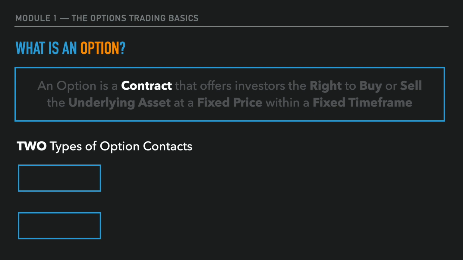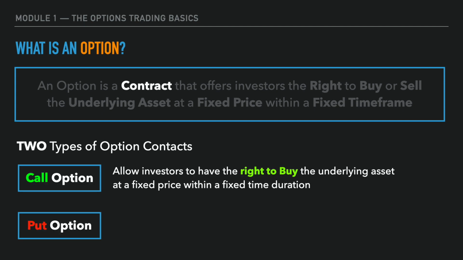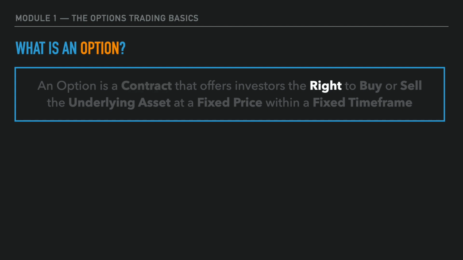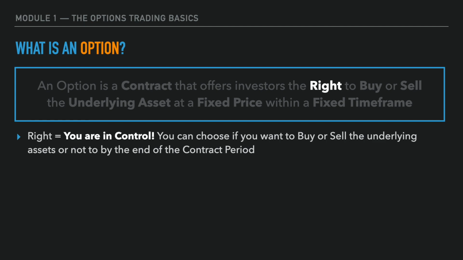There are 2 types of option contracts: the call option and the put option. The call option allows investors to have the right to buy the underlying asset at a fixed price within a fixed time frame. On the other hand, the put option allows investors to have the right to sell the underlying asset at a fixed price within a certain period of time. So, what exactly is this right that an option contract can offer? Right means that you're in control. When you own an option, no matter if it's a call option or a put option, you're the one who can choose if you want to buy or sell the underlying assets by the end of the contract period.